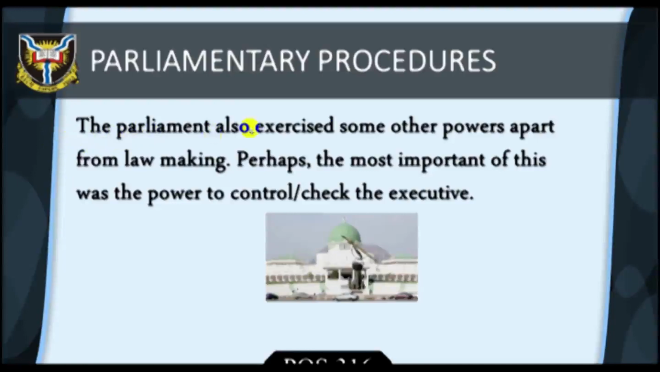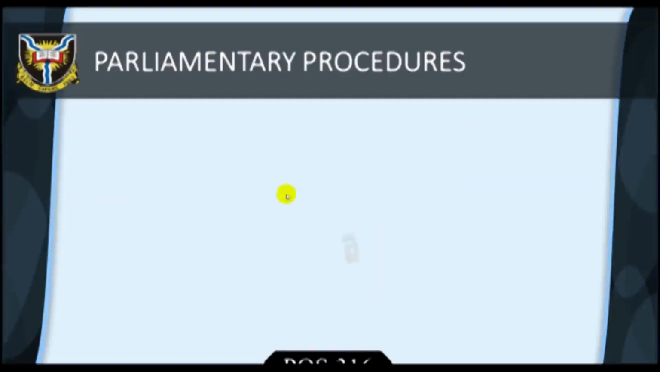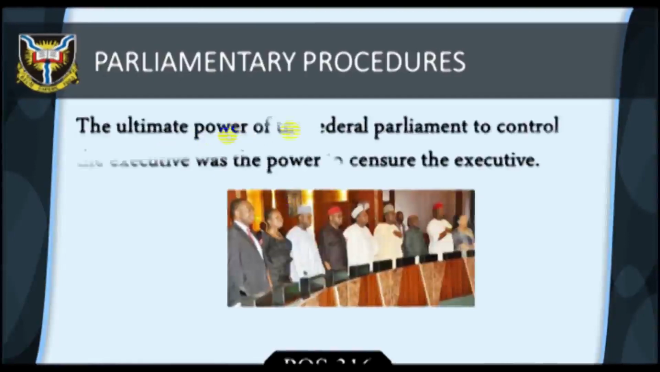The Parliament also exercised some other powers apart from lawmaking. Perhaps the most important of these was the power to control and check the executive. The executive was collectively responsible to the Parliament for the acts of the Council of Ministers and its individual members. The Parliament could question any deed of the executive, and there was provision for question time in the legislative process, during which the Prime Minister could be invited to account or provide information on any matter of relevance.